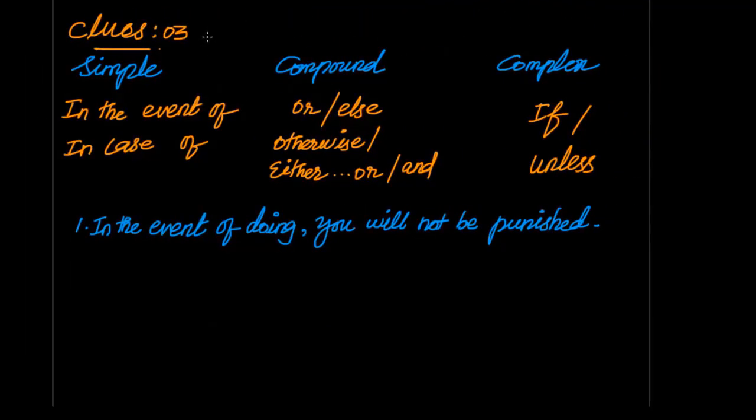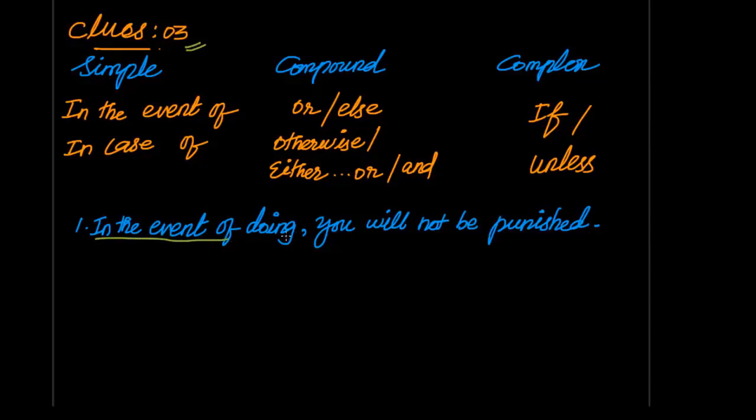Here is our third type of sentence. The clue is this. In a simple sentence we can find in the event of or in case of, which means perhaps the action may or may not be done. In a compound sentence, instead of these two, we can use or, else, otherwise, either...or, and. In a complex sentence, we can put if, unless. For example, I have given you: in the event of doing, you will not be punished.